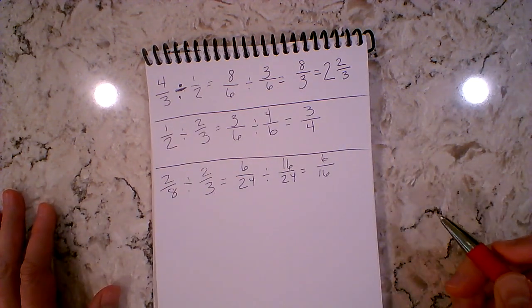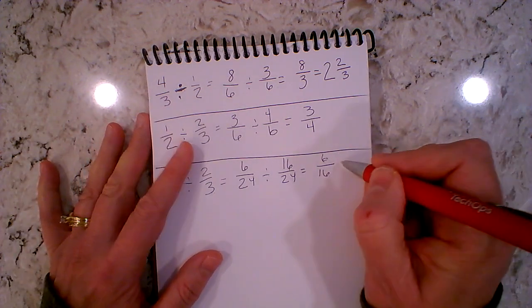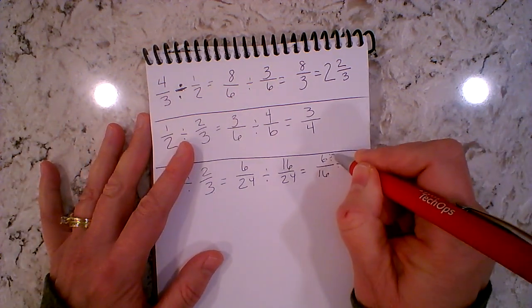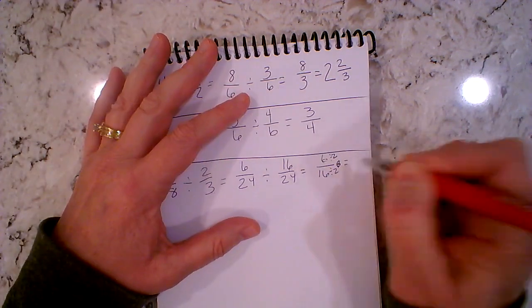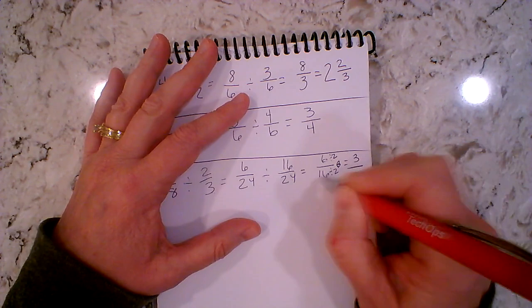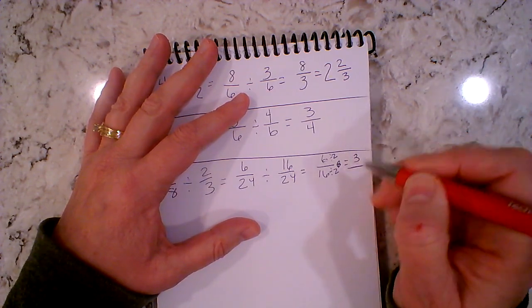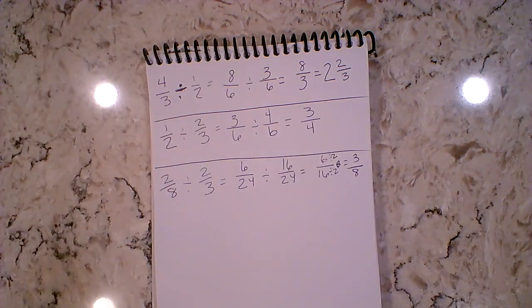Now we can reduce that, right? Both of these are even numbers, so we can divide both of these actually by 2. I'll put it there, divided by 2. So 6 divided by 2 is 3, and 16 divided by 2 is 8. So the final answer is 3/8.